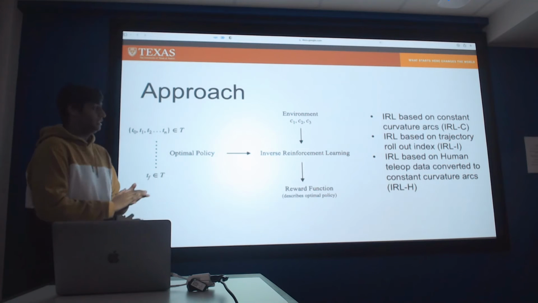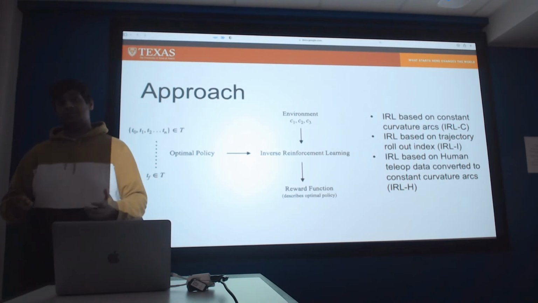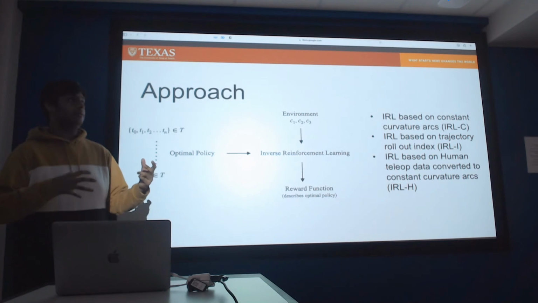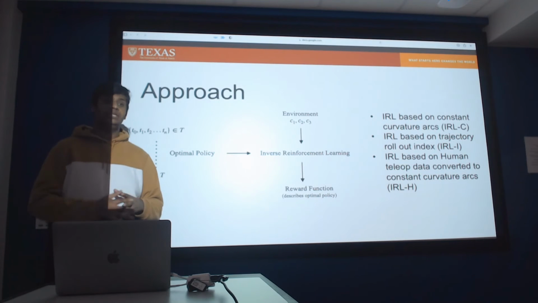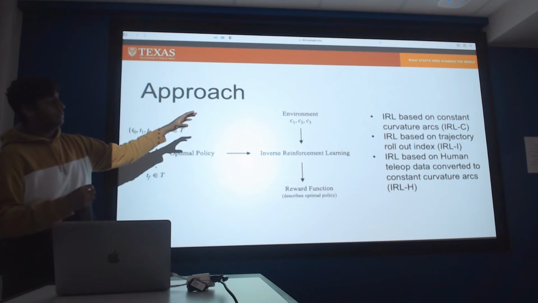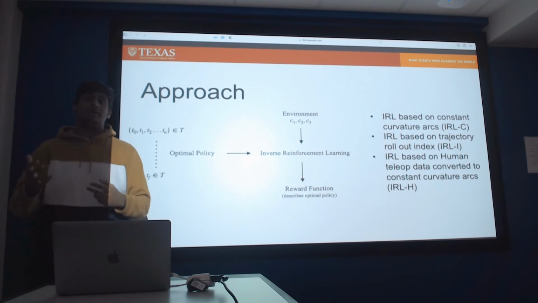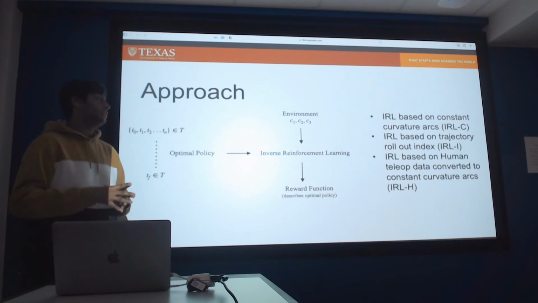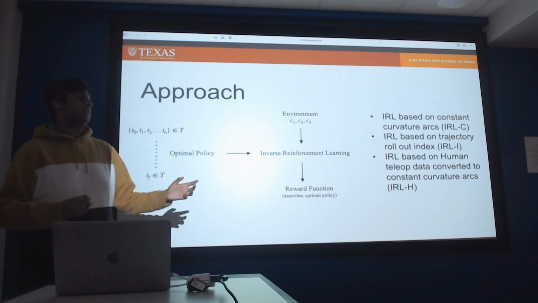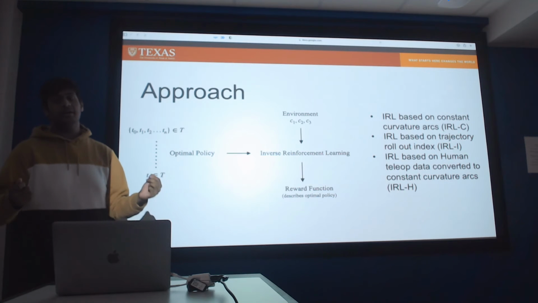And then the final one is inverse reinforcement learning based off of the human teleop data, so actual human demonstration. The way we do this is we convert the command val outputs to constant curvature arcs and follow a similar approach as the one done by taking the constant curvature arcs determined by the hand-tuned parameters. The hand-tuned parameter function is basically just another cost function, and that can be used to pick the best trajectory, which is then described by a constant curvature arc.